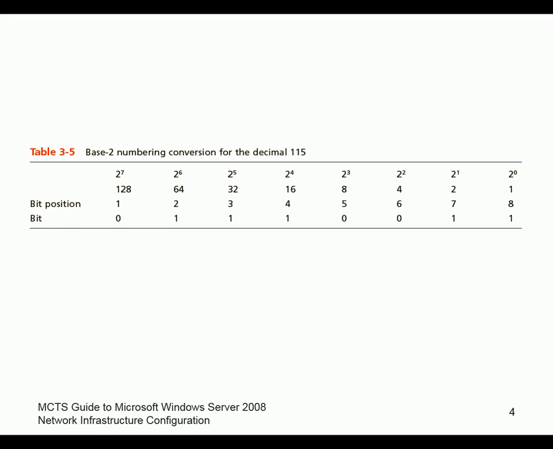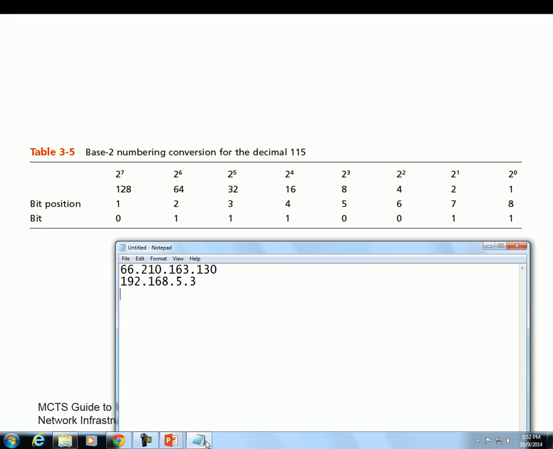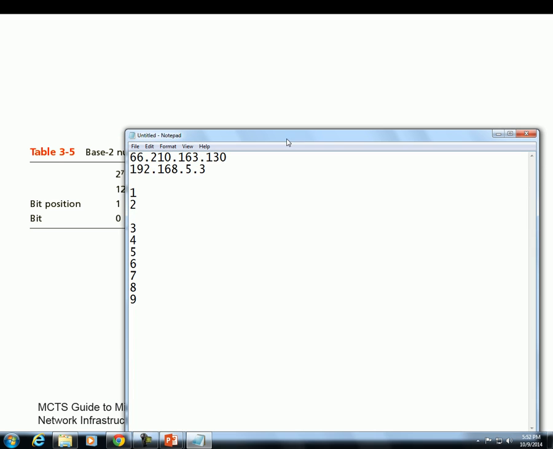Y'all know what decimal is? I'm assuming we all know what decimal is. Hopefully you've heard of it before. We go 1, 2, 3, 4, 5, 6, 7, 8, 9. Then what happens? Well, actually, we need 0 at the beginning, don't we? Put 0 up here. 0. What happens after 9?